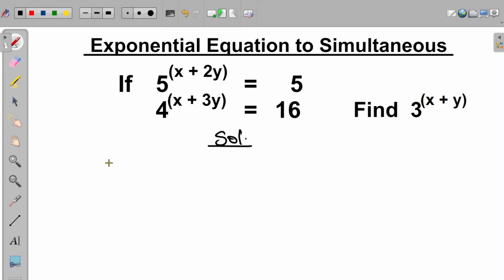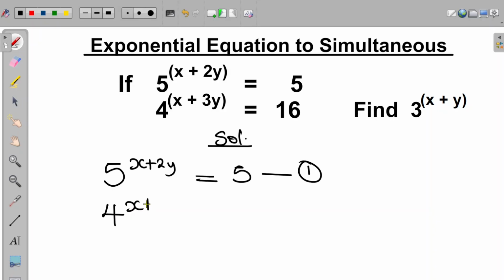So we have that 5 raised to the power of x plus 2y is equal to 5. Let's call this equation 1. And also, we have that 4 raised to the power of x plus 3y is equal to 16. Let's call this equation 2. But then we are asked to find 3 raised to the power of x plus y.